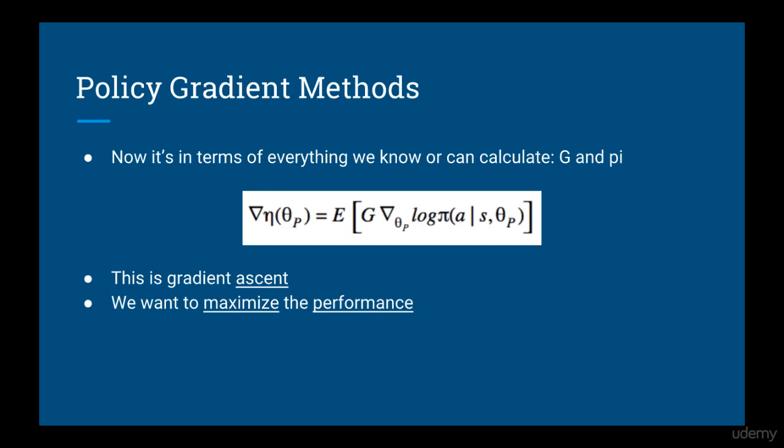Now we have an expression full of stuff we can actually use. G, which is the return we get from playing an episode, and pi, which is our parameterized policy. So what we would do is, we would play an episode, calculate the returns, and then perform gradient ascent. Notice that's gradient ascent and not gradient descent, because we are trying to maximize the total return, not minimize it.